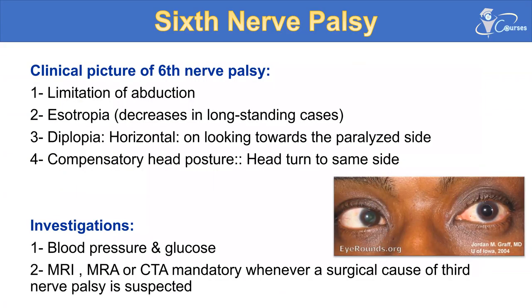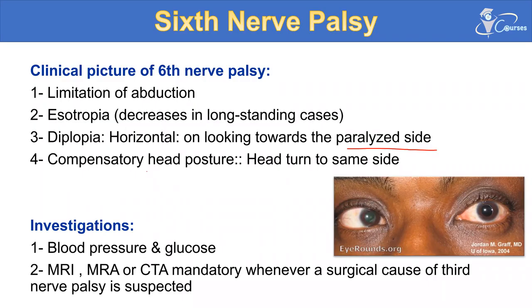So the sixth nerve palsy will be characterized by limitation of abduction. Sometimes those patients may show esotropia in primary position, and other patients may show orthotropia in the primary position, and the sixth nerve palsy is only evident on looking in the direction of action of the affected muscle. Those patients will have diplopia, which is horizontal diplopia on looking toward the paralyzed side. So the more they look to the paralyzed side, the more the horizontal diplopia will be manifest.